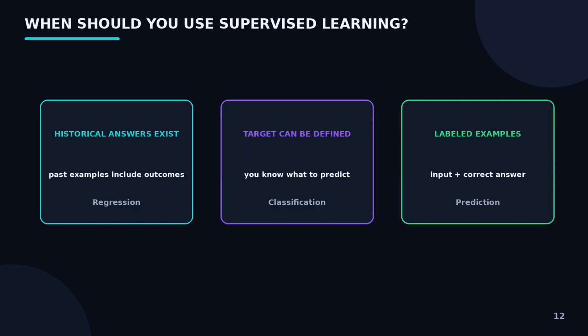Supervised learning is a great choice when historical examples contain the answer you are trying to predict. For example, if you have thousands of previous transactions labeled as fraud or legitimate, you can train a fraud classifier. If you have historical house data containing actual selling prices, you can train a price prediction model. The biggest challenge is usually obtaining high quality labels. And labeling data can be expensive, slow, and sometimes requires human experts.